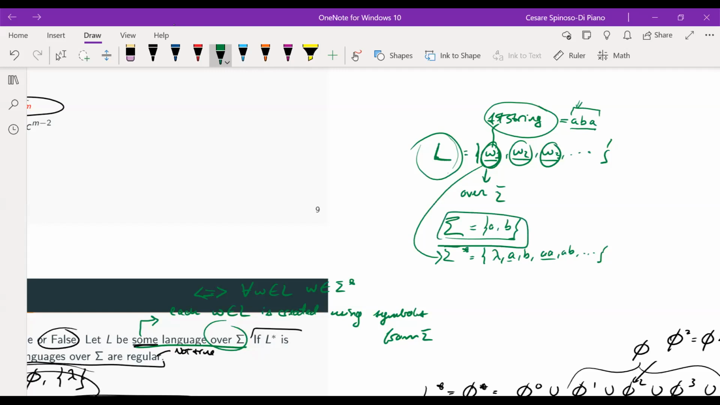Oh, okay. So you're saying that L doesn't need to contain all of sigma star. Right, it doesn't. An equivalent definition for a language is that it's a subset of sigma star. Does that make more sense? Yes. Okay, very good. Thank you.